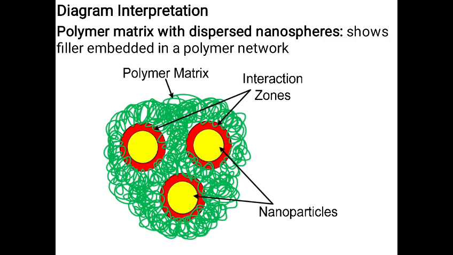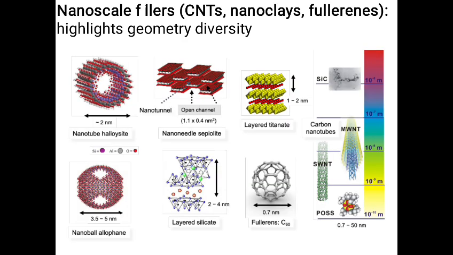This is a diagrammatic representation with a polymer matrix which is being dispersed with nanospheres. So we have the nanoparticles and also the matrix along with the interaction zones between both. Nanoscale fillers may be carbon nanotubes or nanoclays or fullerenes, and it highlights certain geometric diversity as mentioned in the given diagrams.